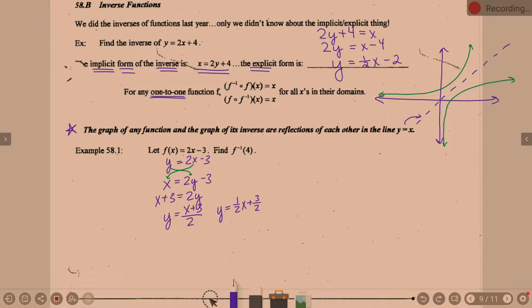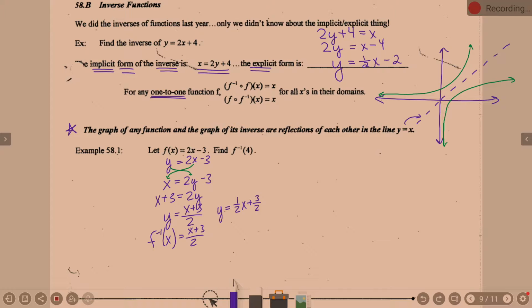So, looks like I actually did the 1/2 x plus 3/2, but I don't know that that's necessary. So, officially, if this is an inverse, I should always go back to that form and denote it as f inverse of x. Honestly, (x plus 3) over 2 is probably going to be easier for everything we're doing today, to be honest.